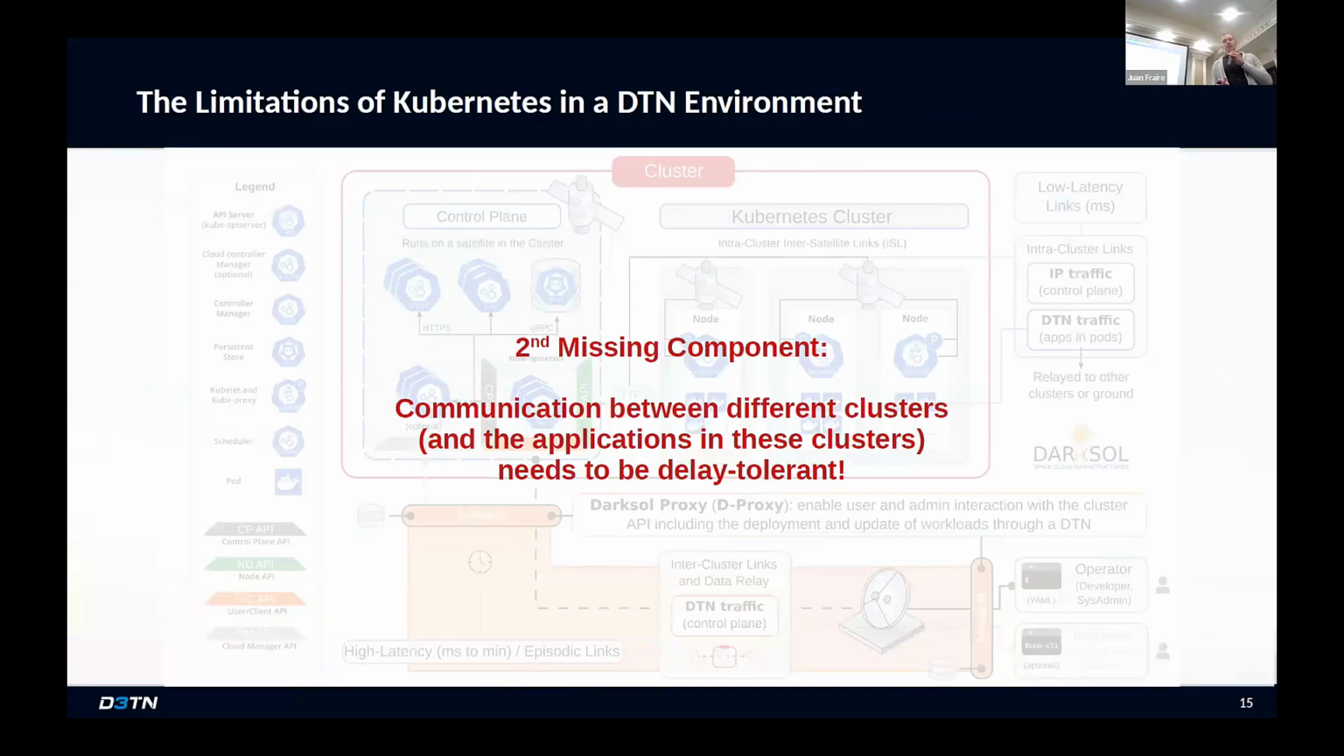A second very important point that we have to offer in the space cloud infrastructure is the communication between the applications. So the D-proxy is caring about the communication with the cluster, with the cluster API, but of course we also want to execute applications inside the cluster, and probably they will need to be accessed externally, or they somehow want to communicate externally as well. So we need something to offer them delay tolerant communication capabilities as well.